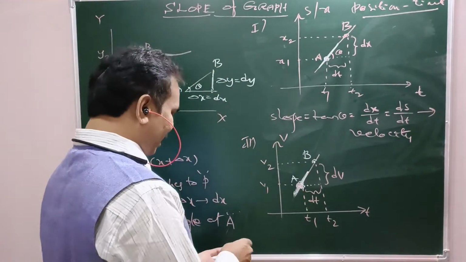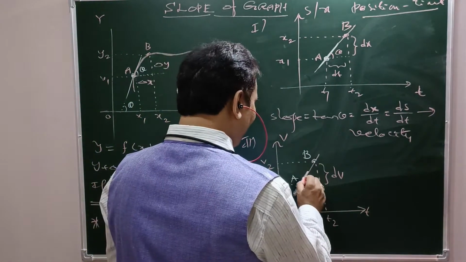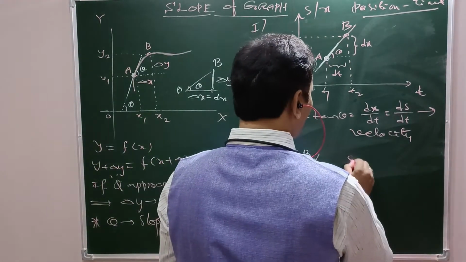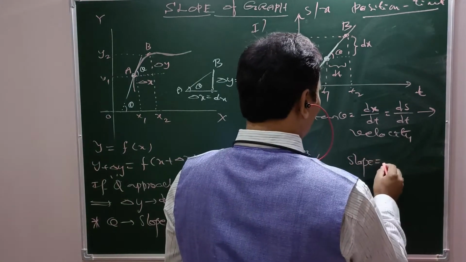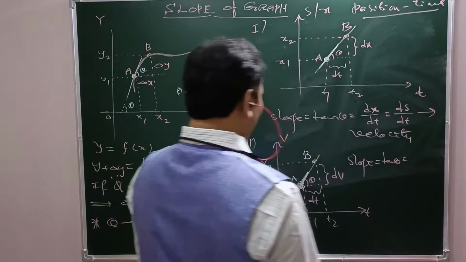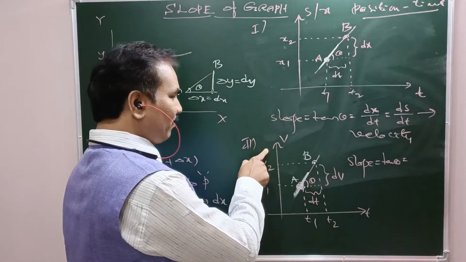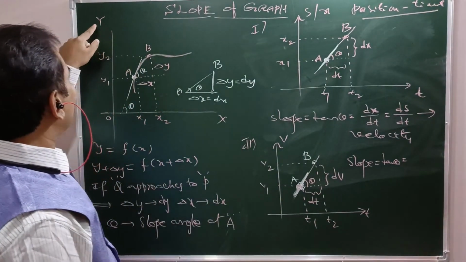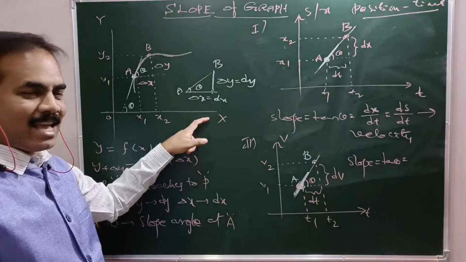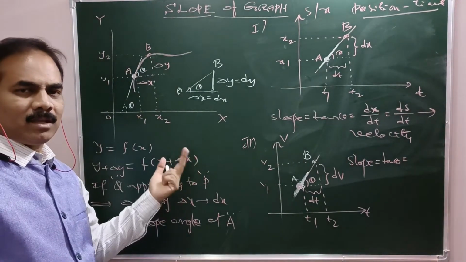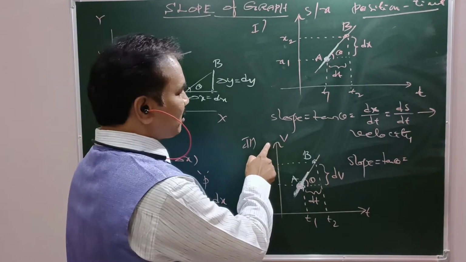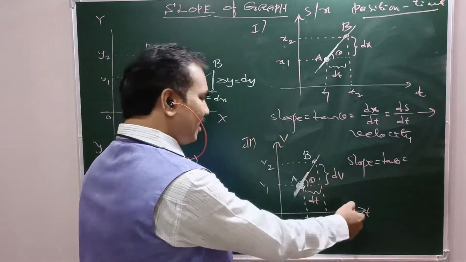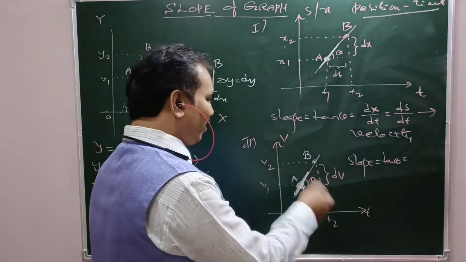Now if I take the slope angle somewhere here at point A, slope angle theta, that is slope equal to tan theta. That is variation of y coordinate divided by variation of x coordinate, that is dy by dx. See, if y is taken along y axis and x is taken along x axis, dy by dx equals slope. Similarly, on y axis velocity is there, on x axis time is there. Now what is dy by dx here? dv by dt. So slope equal to tan theta equal to dv by dt.